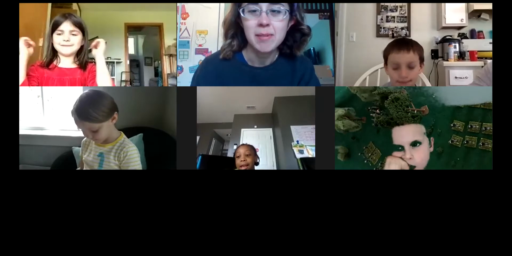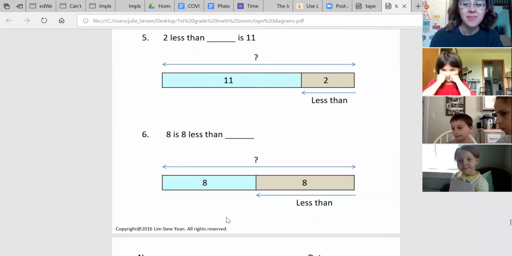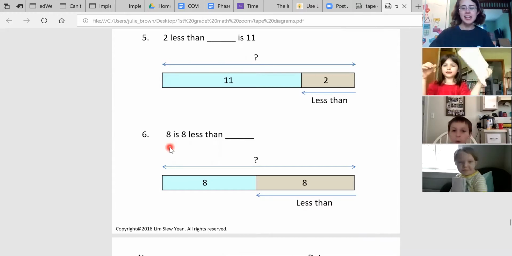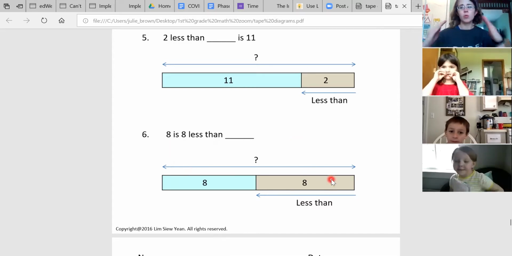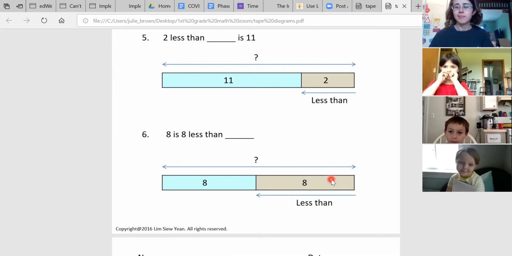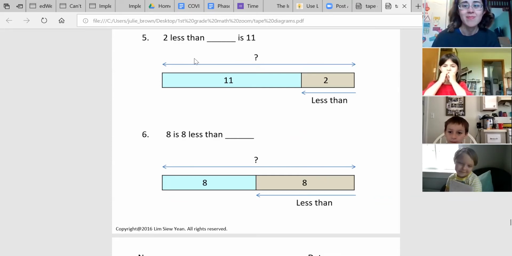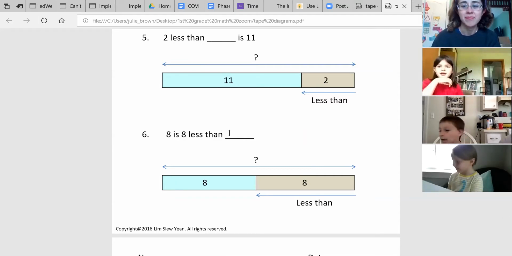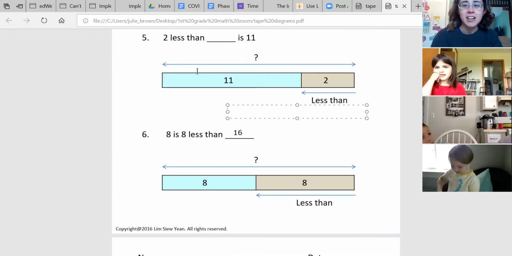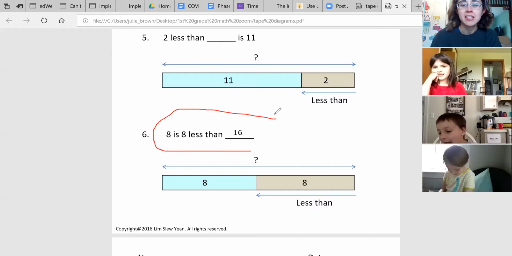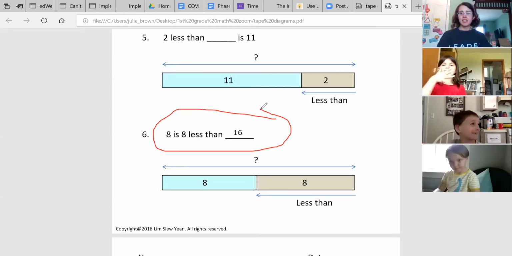Maybe Andrea could help us with the next one, where it says 8 is 8 less than. So we've got the 2 parts, but I don't know the whole. 8 plus 8 is really easy because it's a double. What is 8 plus 8? 16. And then Andrea, read our answer for us so we know it makes sense. 8 is 8 less than 16.